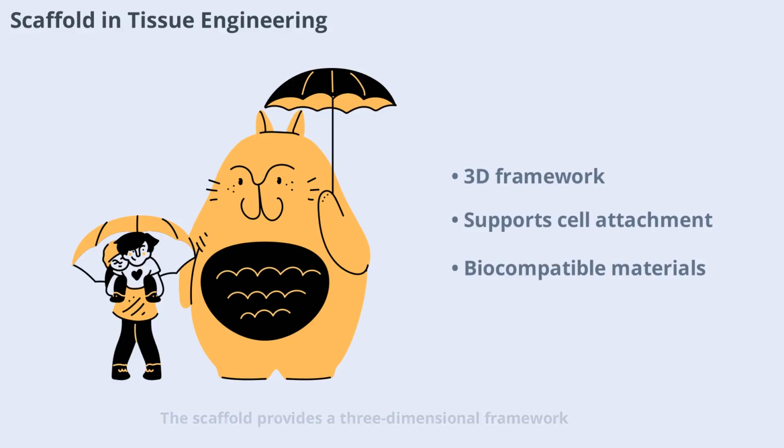The scaffold provides a three-dimensional framework for cell attachment and tissue development. It must be biocompatible, support cell migration, and allow for the diffusion of nutrients and waste. The choice of scaffold material is critical for the success of tissue engineering strategies in periodontal regeneration.